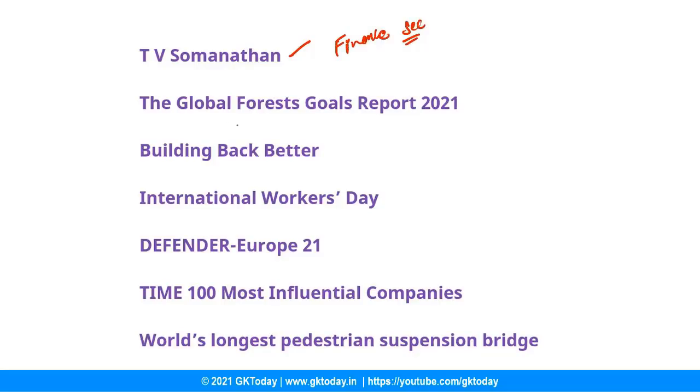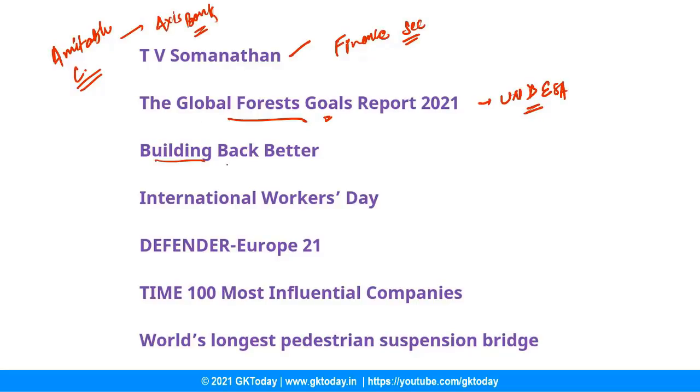Next is Global Forest Goals Report 2021. So this has been released by UNDESA. What is UNDESA? It is United Nations Department of Economic and Social Affairs. Now in terms of appointment, one more name was in news. It is Amitabh Chaudhry. So he has been reappointed as the MD and CEO of Axis Bank. Next is Building Back Better.